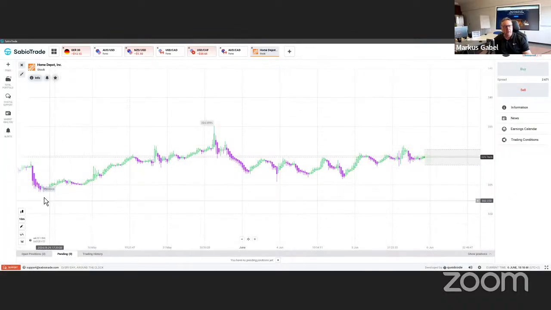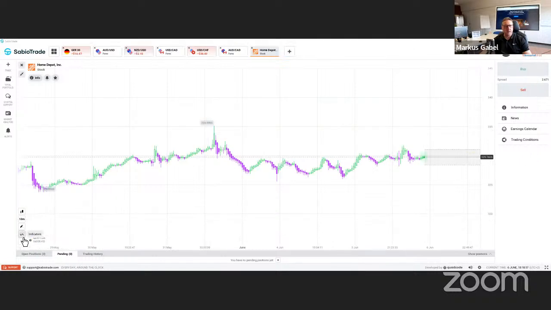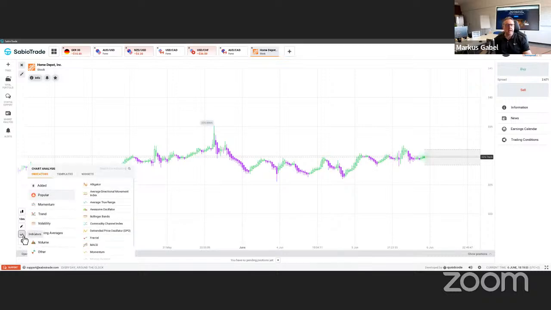Okay, so here on the left side, I will mark it for you, then it's a little bit easier for you. So here on the left side, you have some buttons. Yeah, you see the buttons. And this button here is the button for the indicators. So you click on the indicator, and then you have many indicators. You have popular ones like alligator, average directional movement, average true range, awesome oscillator, Bollinger Bands, and more and more. And here you have the MACD, popular one, momentum, moving average.